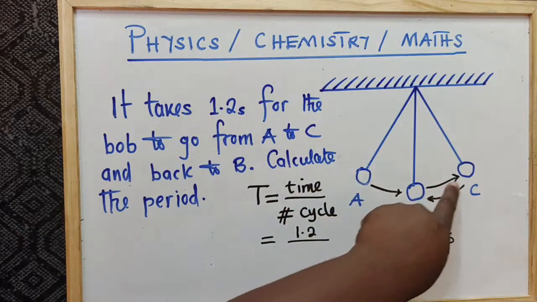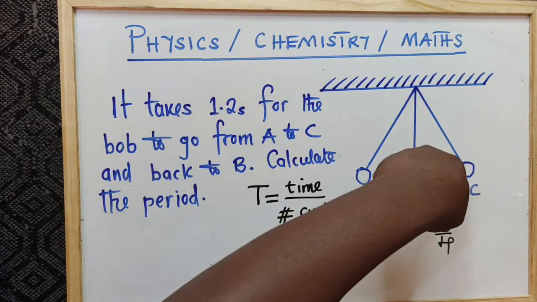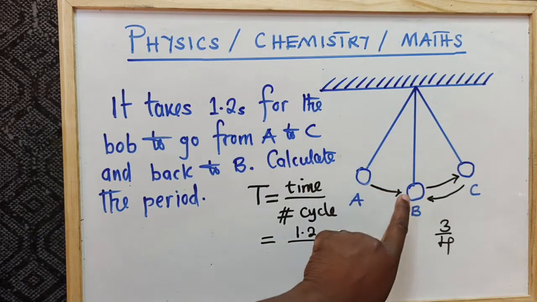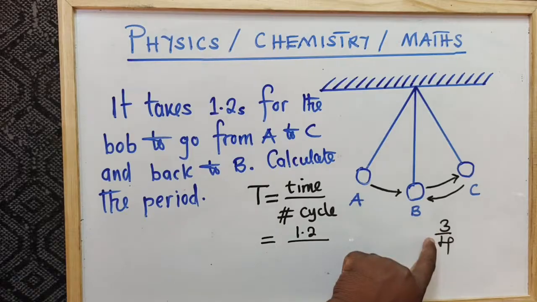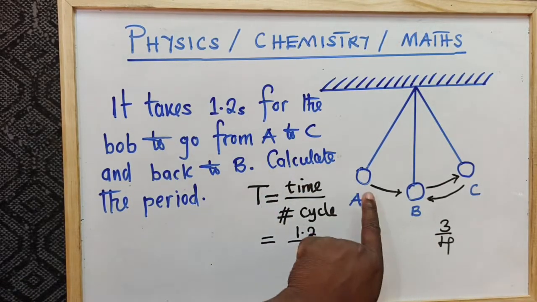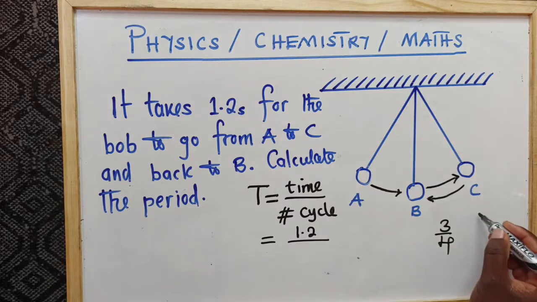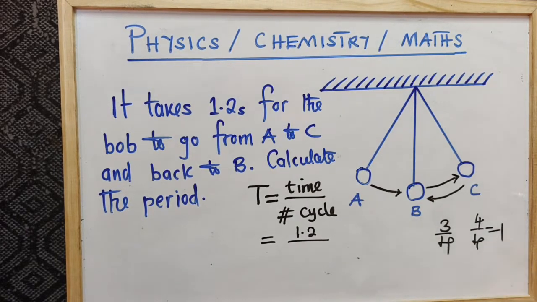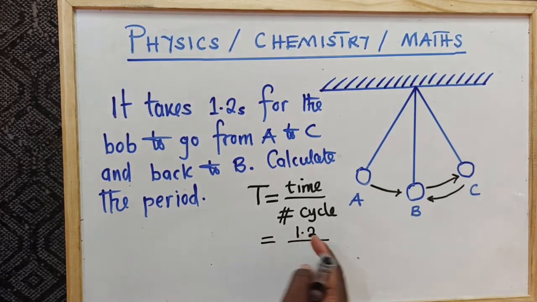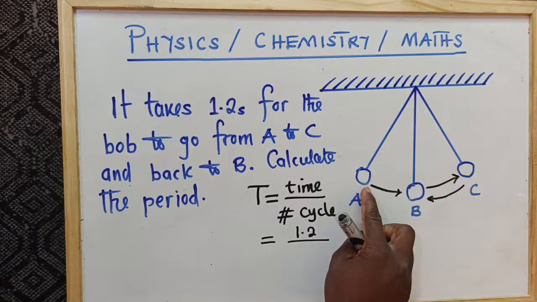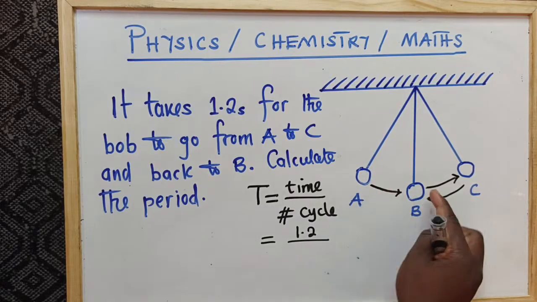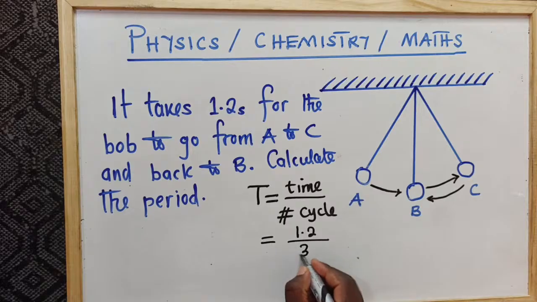And then from A to B to C and come back to B, this would be 3/4. 1, 2, 3, which is 3/4. If it reaches here, it would have been 4/4, which is a 1. We know that 4/4 will give us a 1. I hope you understand what I'm trying to say. So to find the number of cycles, you just count the arrows. This is 1, 2, 3, and then you say 3/4, like that, which is equal to, okay? Are you guys following?